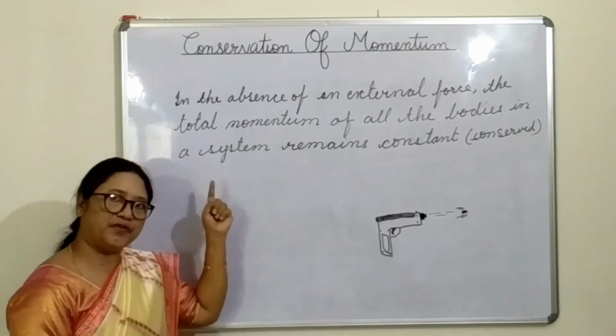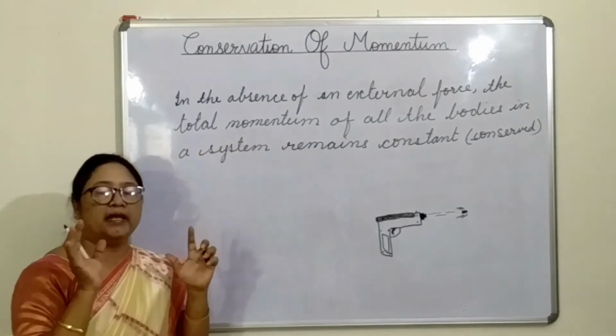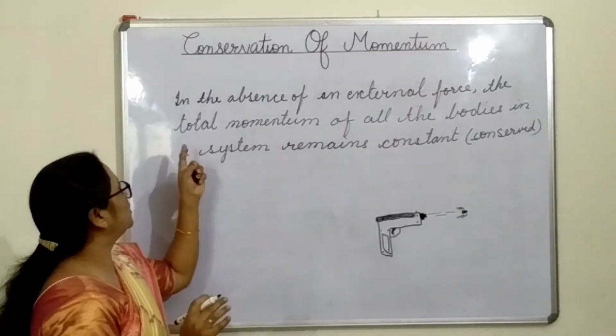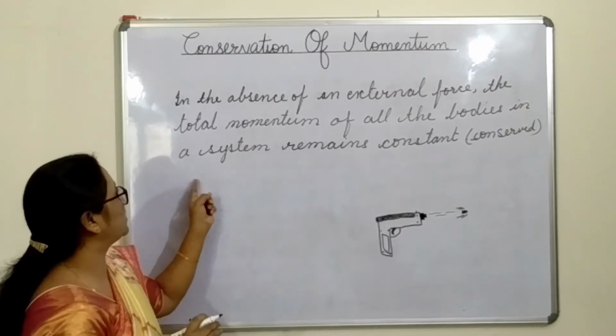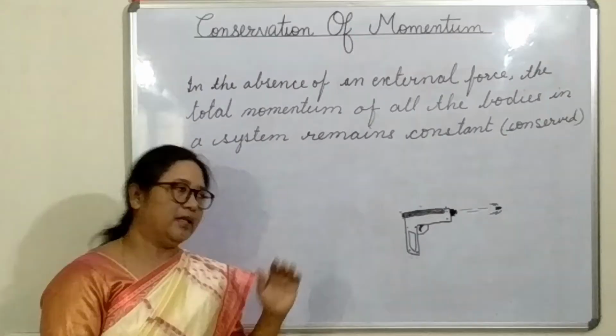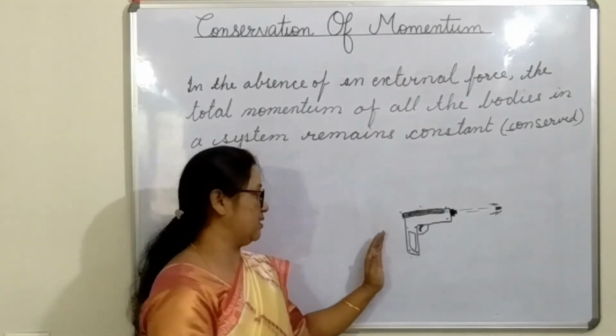According to the law of conservation of momentum, in the absence of an external force, that is, in an isolated system, when no force is acting, the total momentum of all the bodies in a system remains constant, that is, conserved. Let's take one example to see how the momentum is conserved.